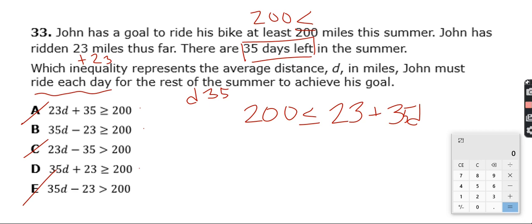In B, we have a negative 23. If you look over here, it's supposed to be positive, so B is not the answer, which means that if we did everything correctly, D should be our answer. Let's check. We have plus 35, a positive 35D. In D, we have a positive 35D. So that will be our answer choice.